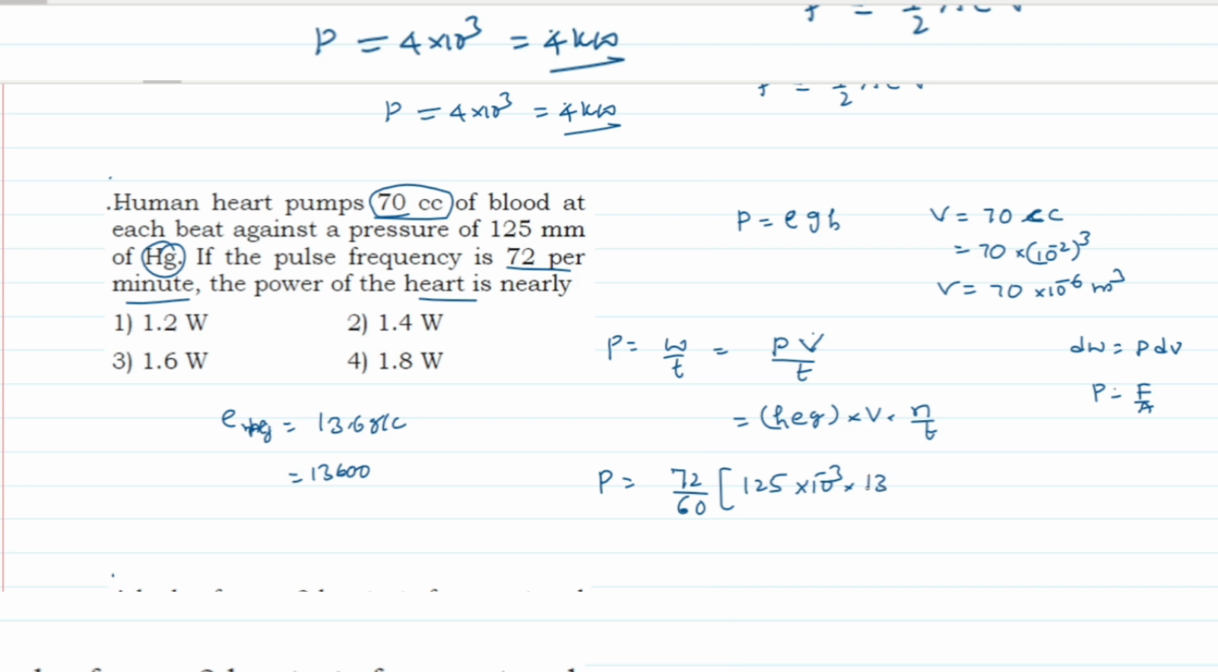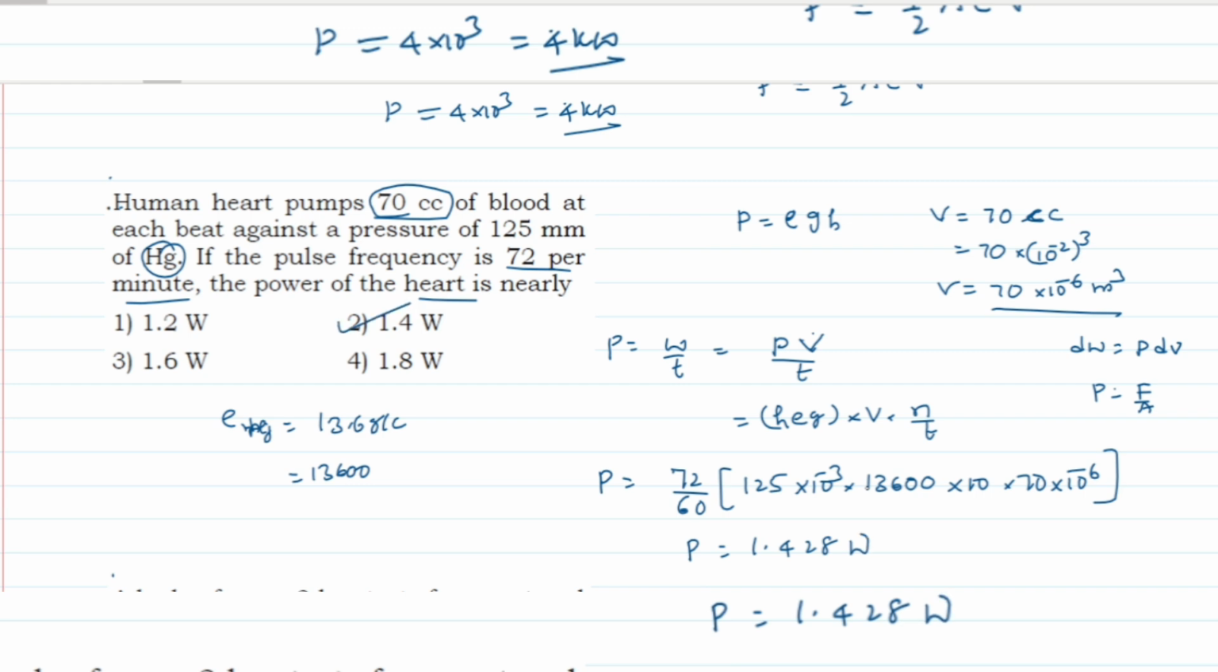I am taking 13,600 as the density of mercury in the SI system, into G value of 10. The volume pumped is 70, which I converted to 70 into 10 power minus 6. After all these calculations, we get nearly 1.428 watts. So 1.4 watts is the correct answer.